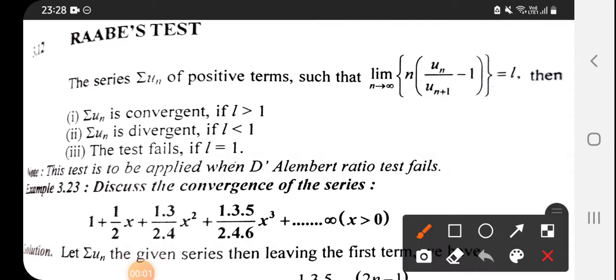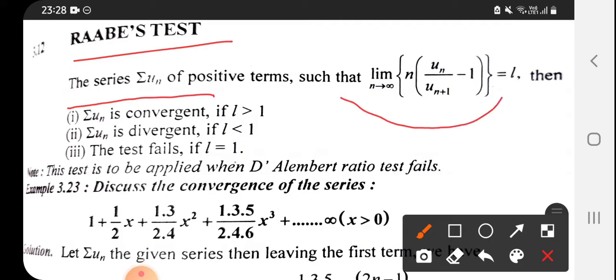This is another convergence test, Raabe's test. For the summation un of positive terms, if the limit as n tends to infinity of n times (un upon un plus 1 minus 1) is equal to L, and if L is greater than 1, then the series is convergent. If L is less than 1, the series is divergent. If L is equal to 1, this test fails.